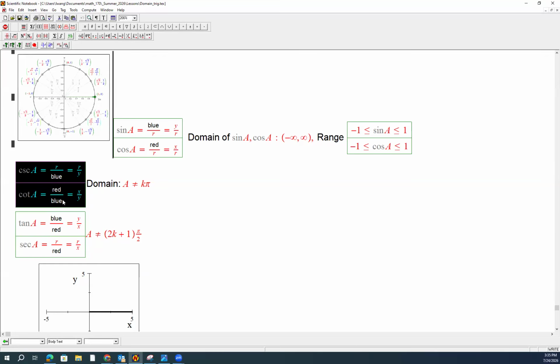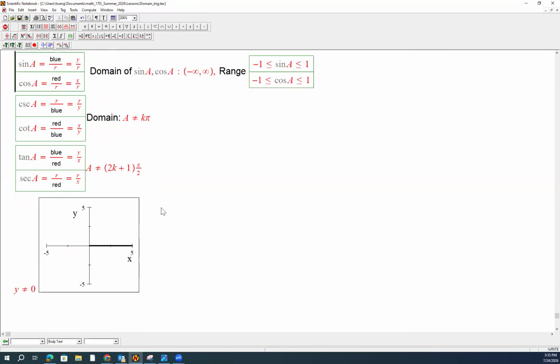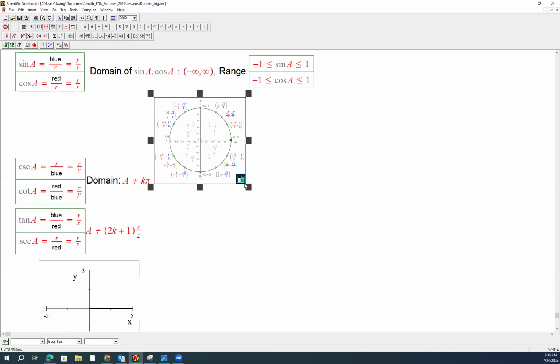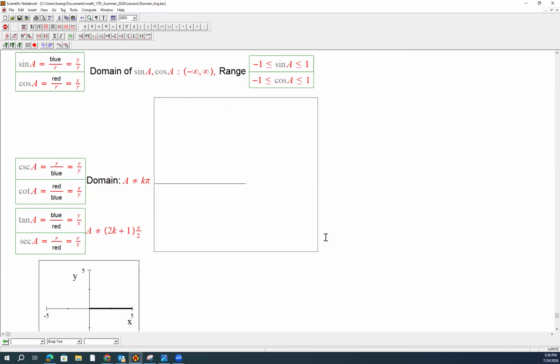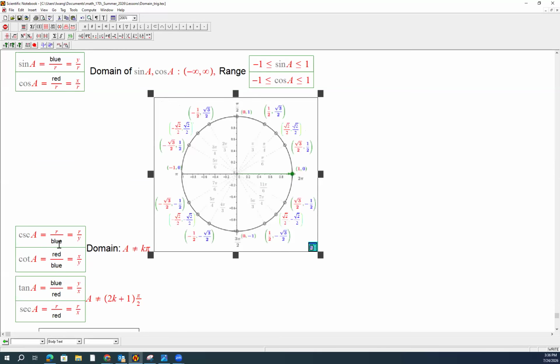For cosecant and cotangent, if you look at the unit circle, blue cannot be 0. Where do you see the blue? When will blue be 0? Oh, here. And there's another one. So we have 2 blues, which correspond to 2 terminals. These are the angles where we cannot terminate. So that's multiples of pi.